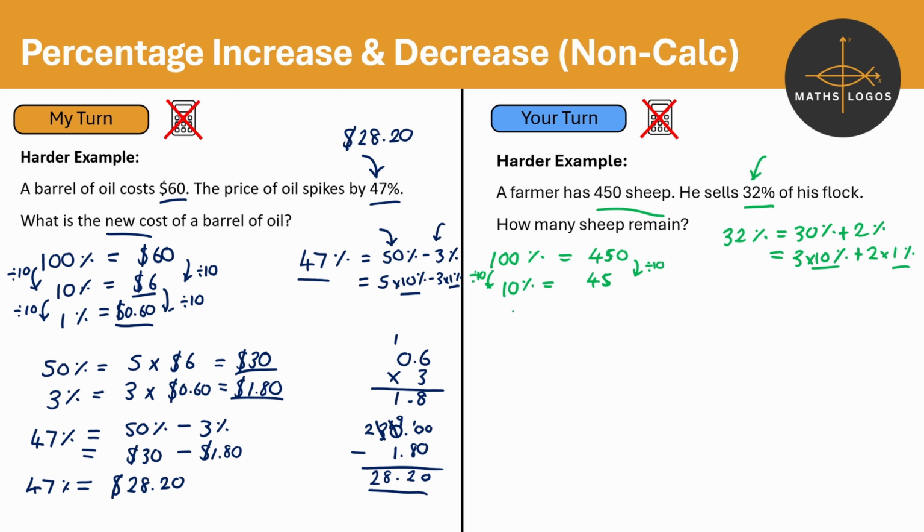Often my 5s are not very good. We then need to find 1%, and I can divide by 10 to do that. So I'll divide 45 by 10 to give me 4.5.